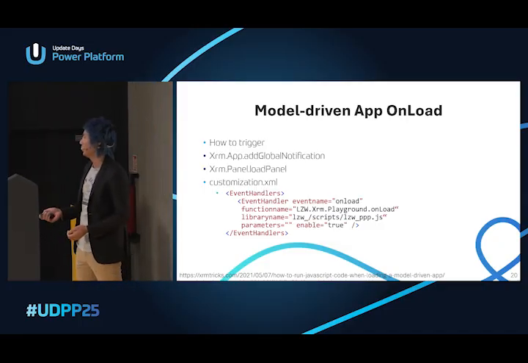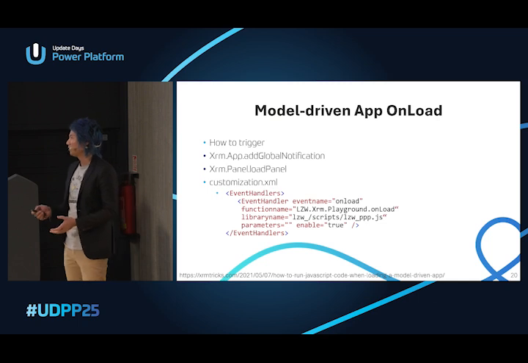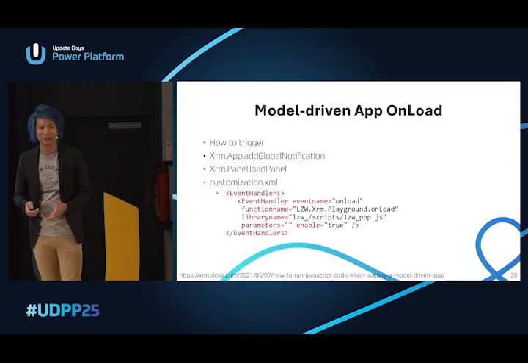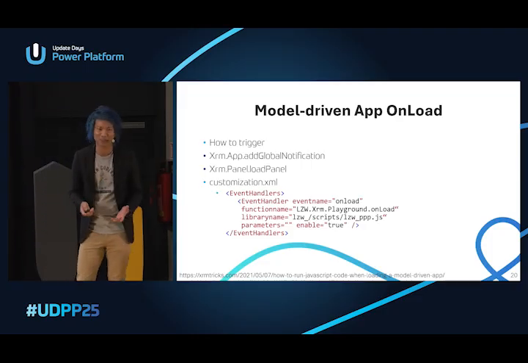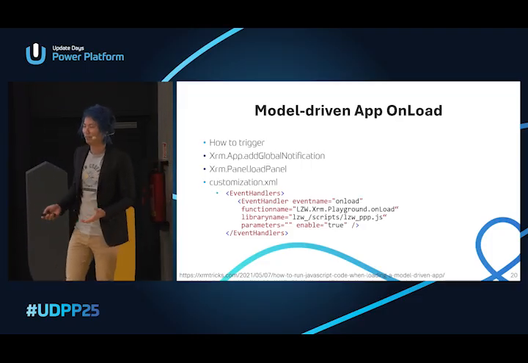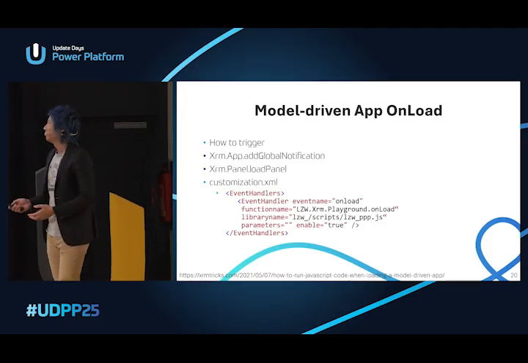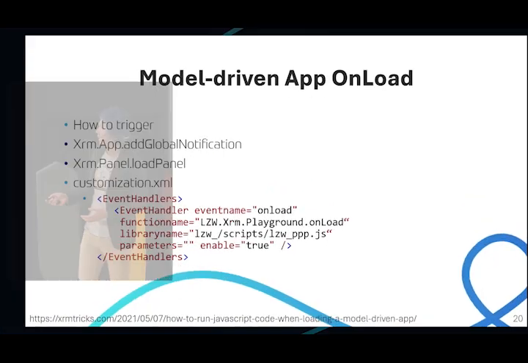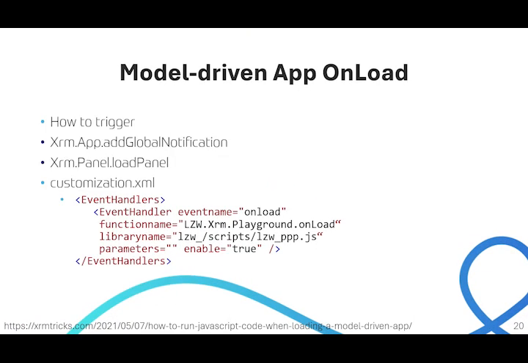But it's been around, it's mentioned in this blog post where you can add it to the event handler. Even Microsoft first-party apps have been using it in some of their apps, but it's not documented, and it may be subject to change. What you have to do is add this event handler tag within the customization XML for your model-driven app, and enable it. Then you can specify the library name, the function, and the event is on load, and then we can edit all the scripts.